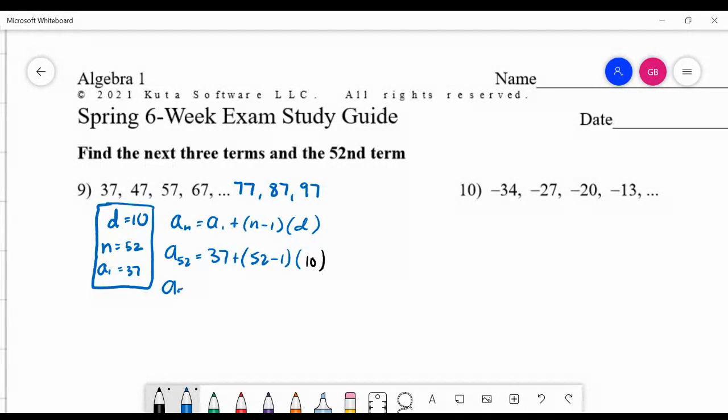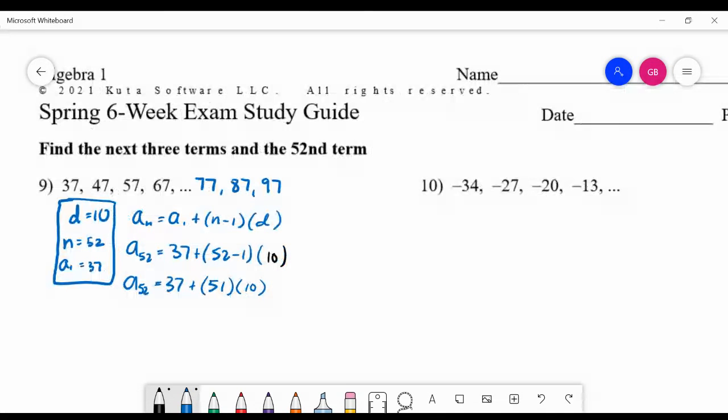If you use the calculator for this one, it isn't so difficult to calculate, but you can if you want. So first parentheses, 52 minus 1 is 51. And then here, make sure you multiply before you add, or else you're going to get the wrong answer. So it's 37 plus 510. So the 52nd term is 547.